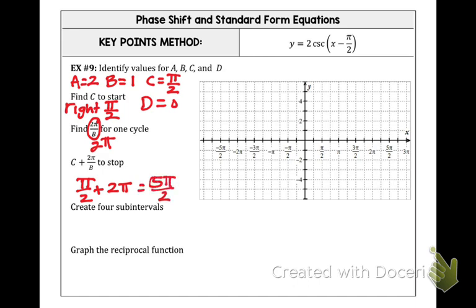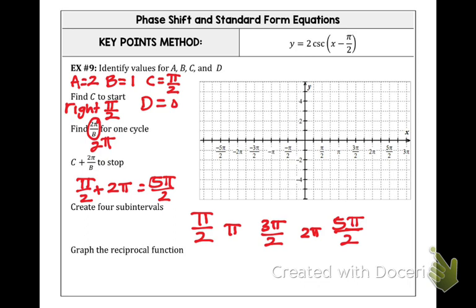So I'm going to take the beginning, half a pi, adding a full period of 2 pi, which gets us to 5/2 of a pi. And then we're going to create our 4 intervals, right? So we're going to start at half a pi. We're going to end at 5/2 a pi. Directly in between that is 3/2 pi. In between half a pi and 3/2 pi is pi. In between 3/2 pi and 5/2 pi is 2 pi. All right, so we have our start.